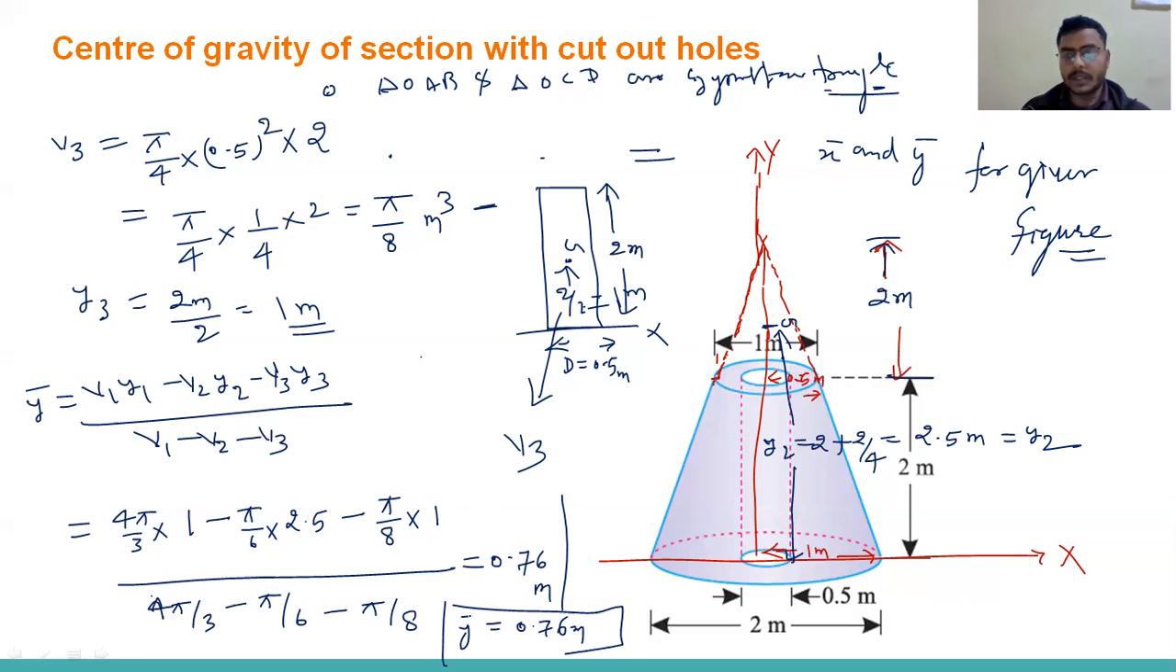So this was very important, I would say, because we have to deduct two volumes from the first volume. Then we can get the remaining figure, the remaining volume. Similarly, you can calculate x bar also in some other cases. The formula will be v1 x1 minus v2 x2 minus v3 x3, divided by v1 minus v2 minus v3. By using that, we can also calculate x bar.